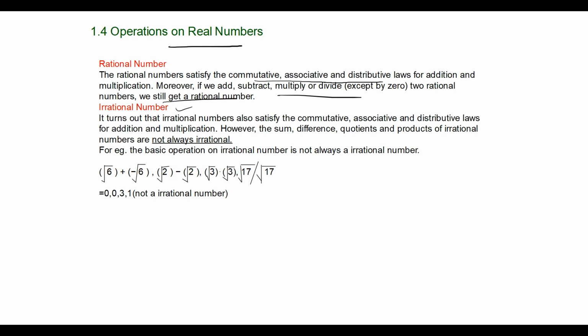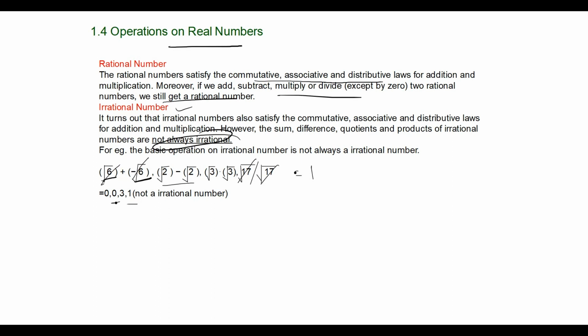Consider these examples. Root 6 plus minus root 6. If you add these two numbers, they will get cancelled. The result is 0. 0 is not an irrational number. Similarly, root 2 minus root 2 is 0. So this is also not an irrational number. Root 3 into root 3 is root 3 the whole square. So root and square will get cancelled. The result will be 3. Root 17 divided by root 17, they will get cancelled. Answer is 1. So all these results are not irrational numbers.